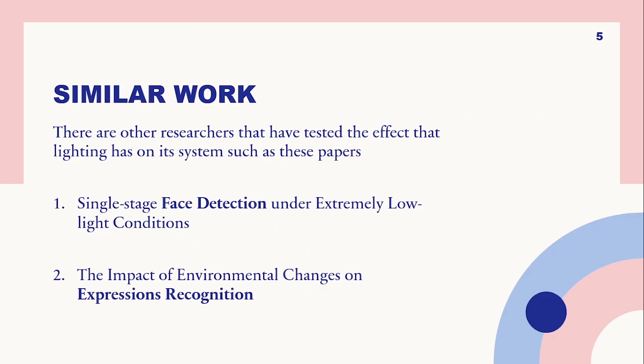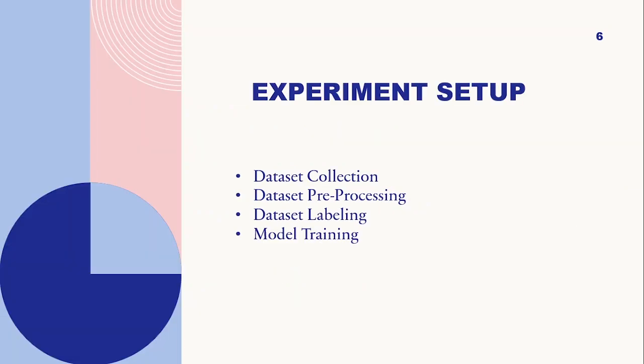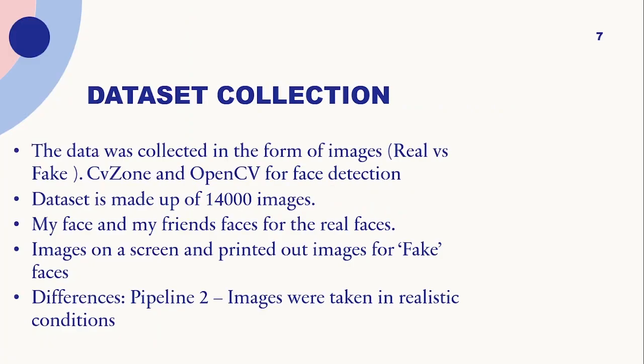For the similar work, other researchers have tested the effect that lighting has on their system. In these two papers, for example, they tested it for face detection and expression recognition. For the experiment setup, there are four phases: dataset collection, pre-processing, labeling, and then model training. So I'll be taking you through these sections.